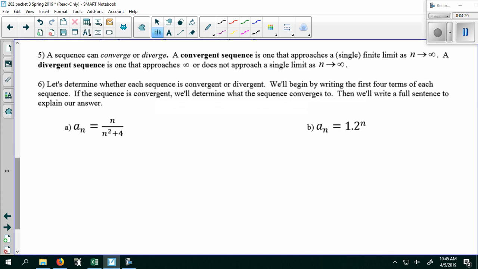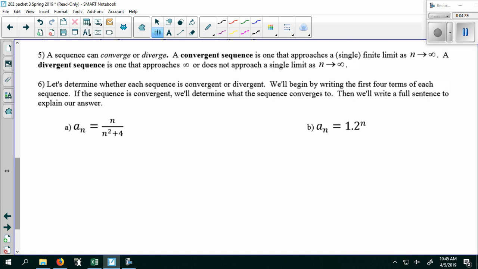So a sequence can either converge or diverge. A convergent sequence is one that approaches a single finite limit as n goes to infinity. And a divergent sequence is one that either approaches infinity or just does not approach a single limit as n goes to infinity.